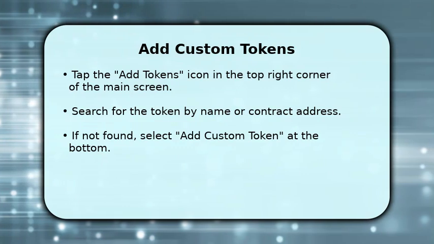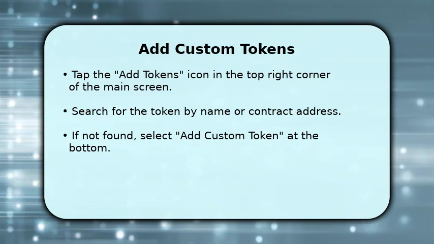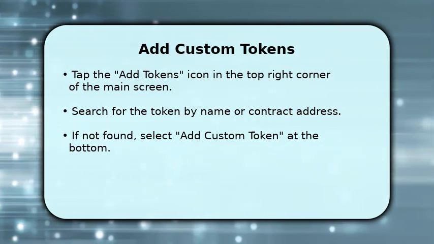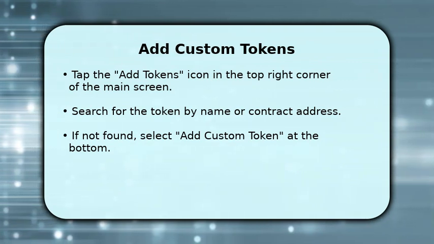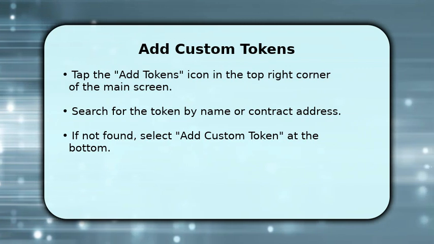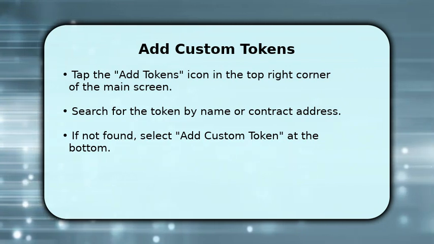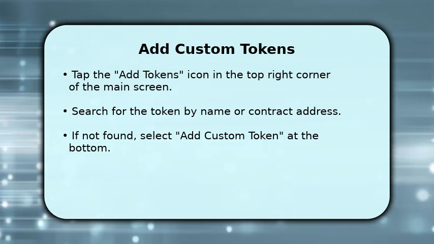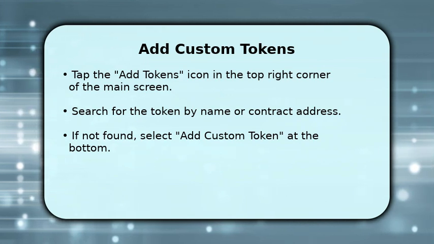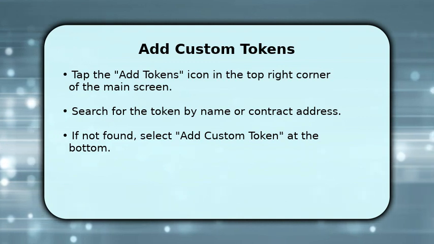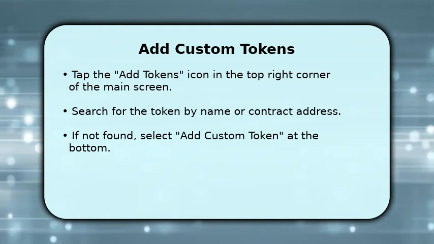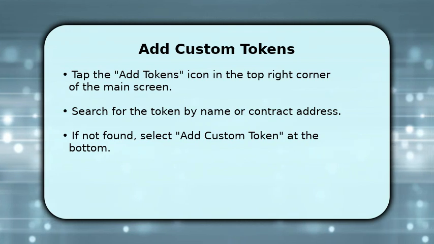To add a custom token, first tap the icon in the top right corner of your wallet screen. This will open a search bar. If your token isn't listed, scroll down and select Add Custom Token. You'll need the token's contract address, name, symbol, and decimals. You can usually find this information on reliable blockchain explorers. Double-check all details before saving to ensure accuracy.